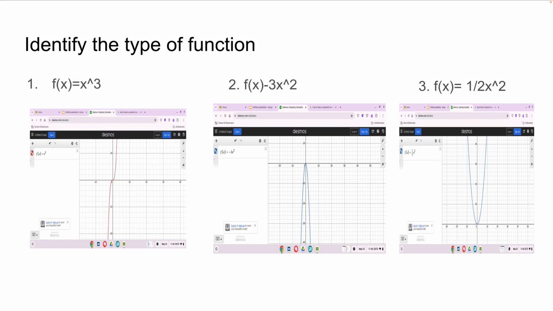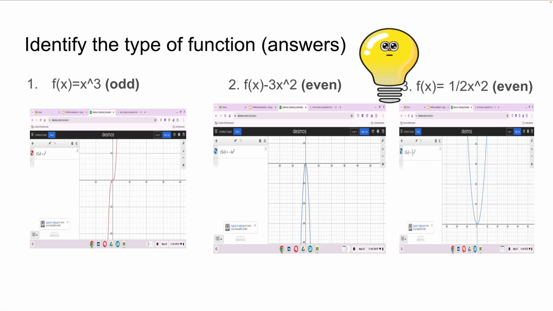Here, we have some practice problems for you to try and find out what type of function these functions are. So go and try to answer 1 through 3. Try to find out if they are odd, even, or neither. You can pause the video and try to find out. Okay, now moving on to the next slide to see if you got the answers correct.